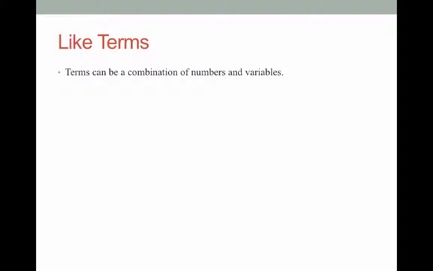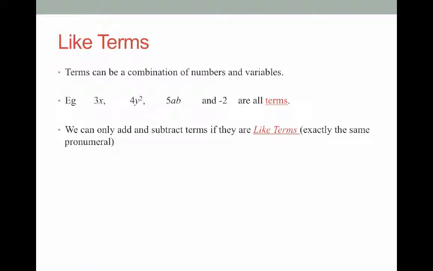But as a reminder, like terms are just terms that are a combination of both numbers and variables, or just numbers or just variables. For example, 3x, 4y squared, 5ab and minus 2 are all terms. We can only add and subtract these terms if they are what we call like terms, and that means they have exactly the same pronumeral. Let's take a look at an example of what I mean by that.